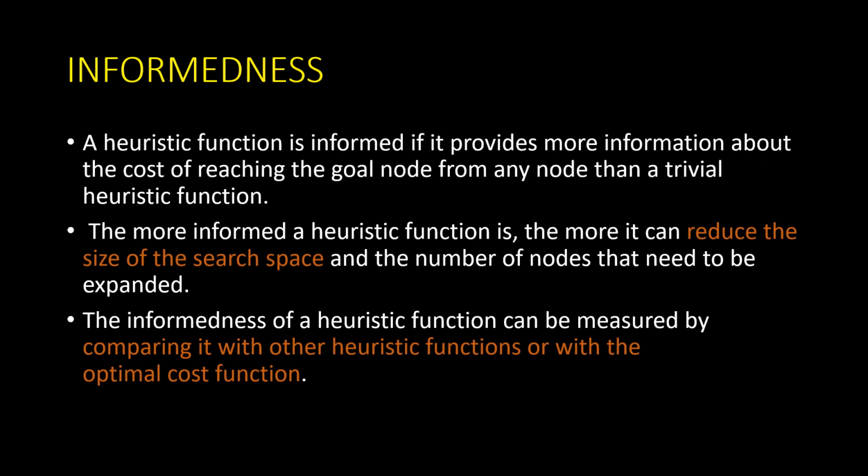And the last topic is informedness. A heuristic function is informed if it provides more information about the cost of reaching the goal node from any node than the trivial heuristic function. As we have seen in the example, we got the cost of reaching the final node from every node. It is already given, so it is an informed heuristic function. The more informed a heuristic function is, the more it can reduce the size of the search space and the number of nodes that need to be expanded.